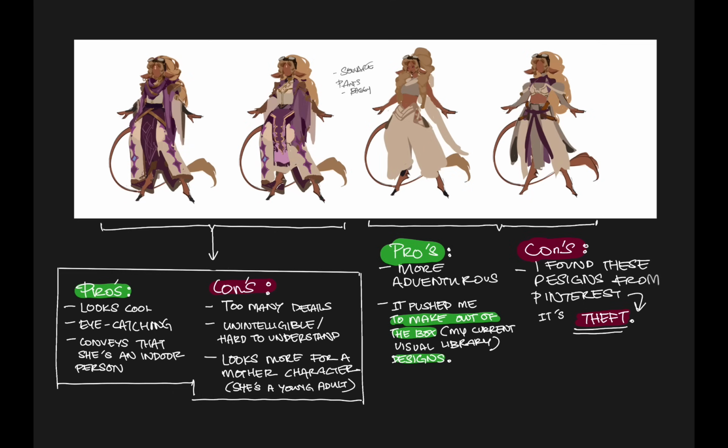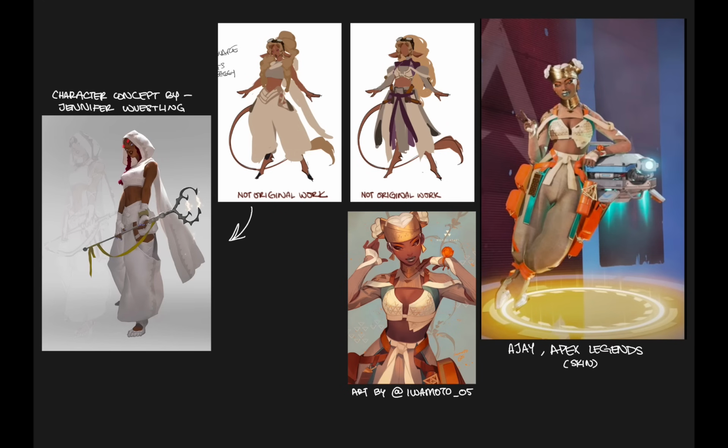Now these other two are the other side of the spectrum, the most extreme, where she's more athletic looking. But they aren't my designs at all. I wanted to draw them out to see if they'd fit so I can build on top of it. Left is taken from Jennifer Westling's character concept and right is from Iwamoto_05's drawing of Ajay's skin from Apex Legends.